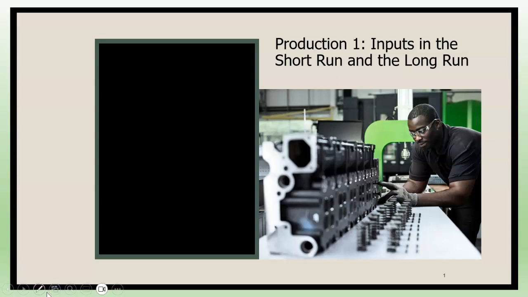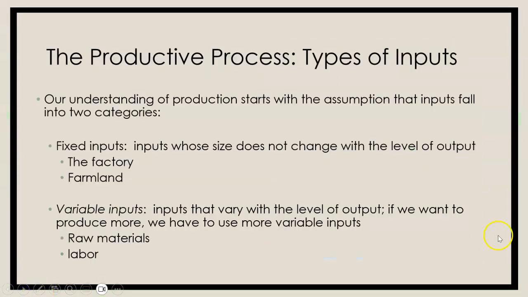Inputs in the short run and the long run. Okay, before we had different ways of dividing up different types of inputs. We talked about land, labor, and capital. Now we're going to take our inputs and think of them falling into a little bit different type of categorization. We're going to talk about two different types of inputs, fixed inputs and variable inputs. And we're going to assume that all inputs fall into one of these two categories.